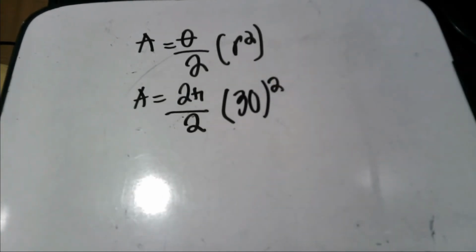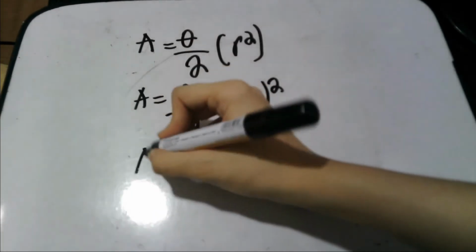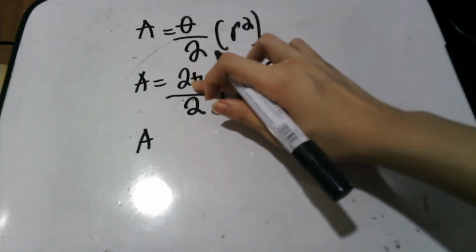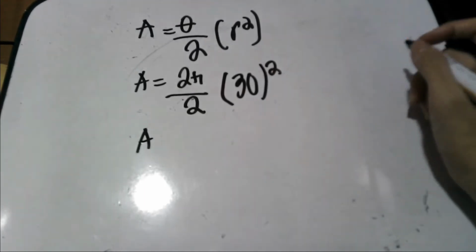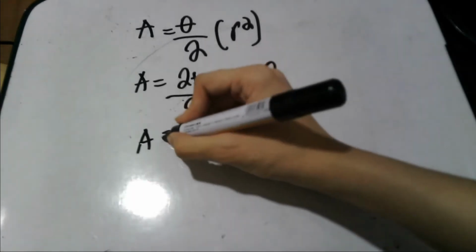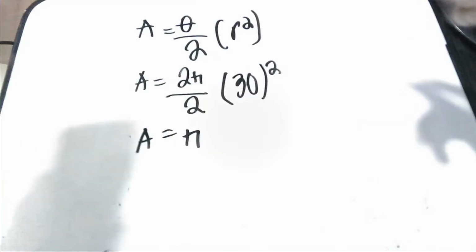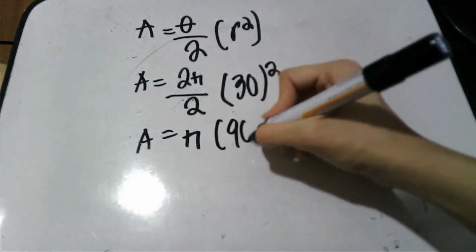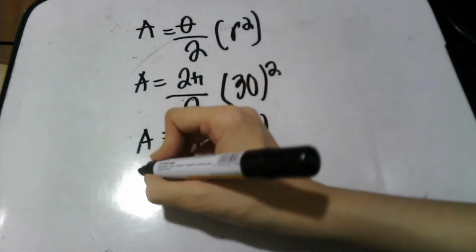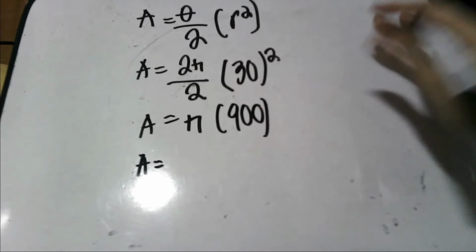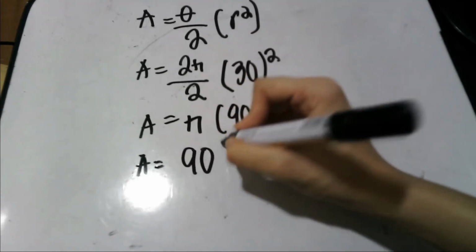Now let's start solving. 2 divided by 2 is just 1, so what's left is pi, while 30 squared is 900, so that would be pi times 900. So the final answer would be 900 pi square feet.